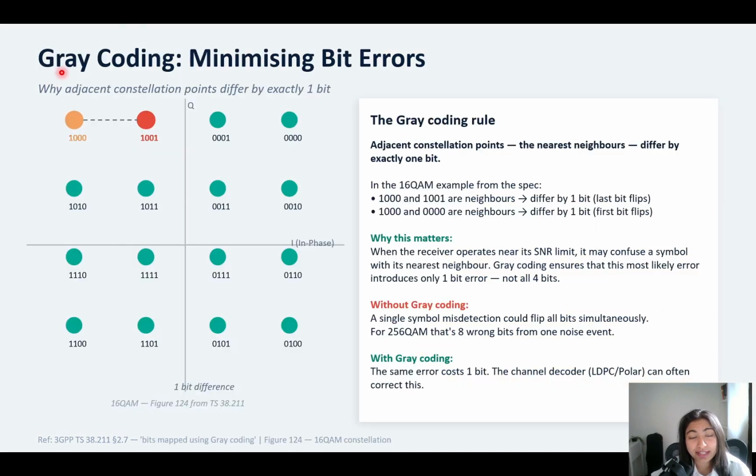Now let us look at gray coding. Gray coding is one of those concepts that might sound simple, but it has a profound effect on system performance. The rule is that in the constellation diagram, any two adjacent points, that is points that are nearest neighbors, must have bit labels that differ by exactly 1 bit. So look at this 16 QAM constellation.